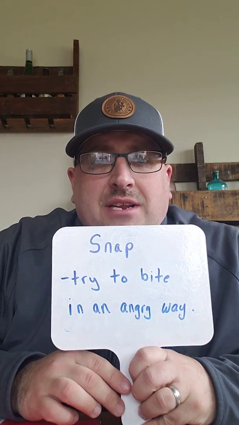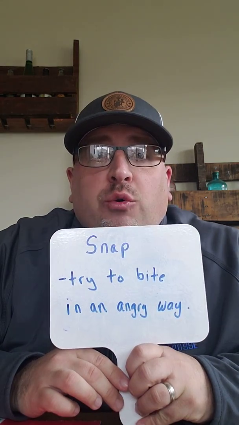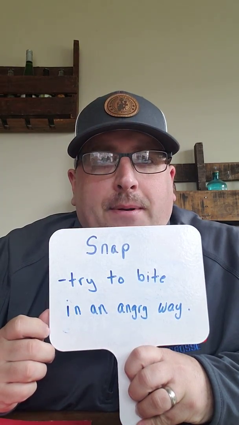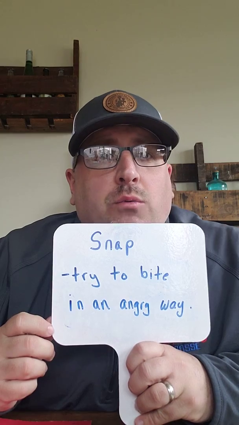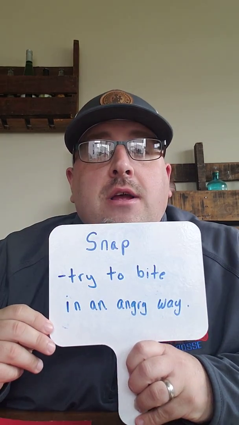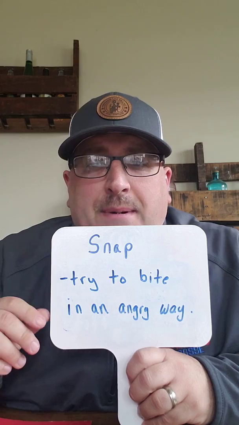Our second vocabulary word is the word snap, and that means try to bite in an angry way. Snap. Something is going to snap today in our story. Keep an eye out for what is snapping. If you think about the title, you might be able to figure it out. So try to bite in an angry way. So something is mad and they are trying to snap at someone.